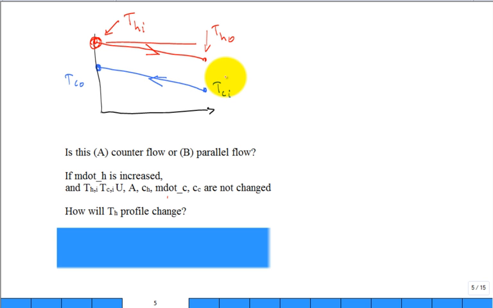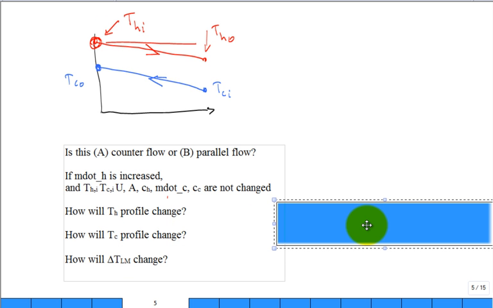Goes up. It increases. The hot outlet temperature will increase. True? All right. Let's do this. Get rid of these. How will the TC profile change? Not a clicker question. I have plenty of clicker questions to come.